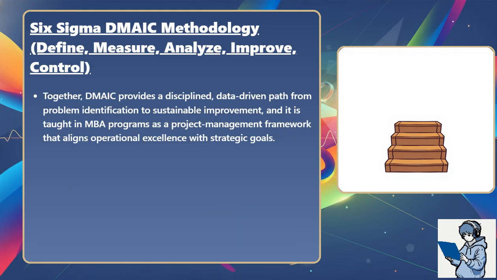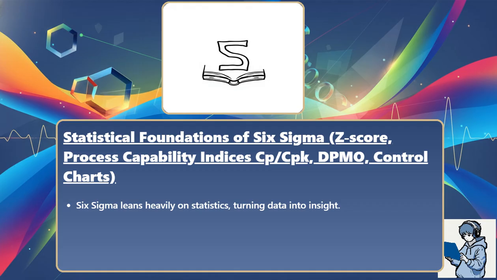Together, DMAIC provides a disciplined, data-driven path from problem identification to sustainable improvement, and it is taught in MBA programs as a project management framework that aligns operational excellence with strategic goals. Six Sigma leans heavily on statistics, turning data into insight.